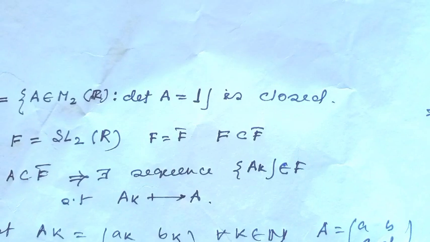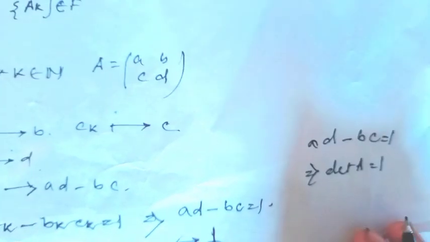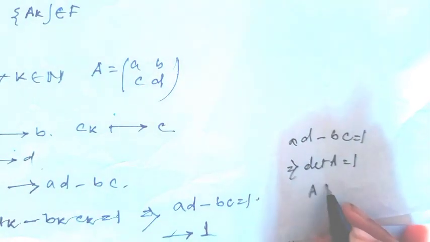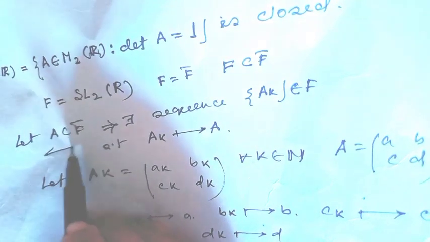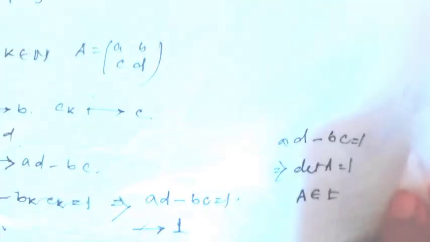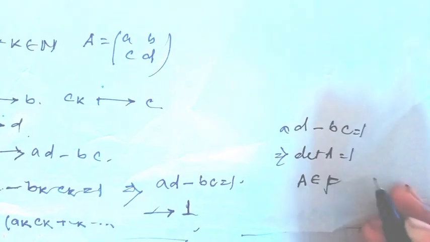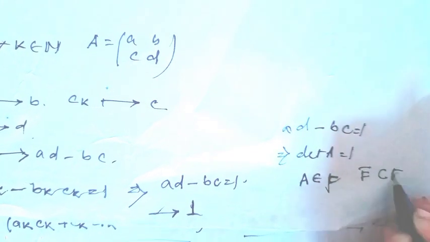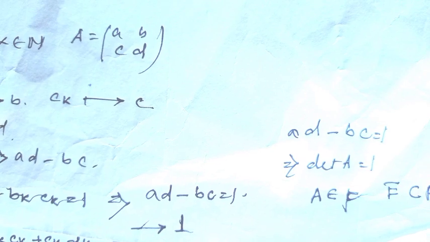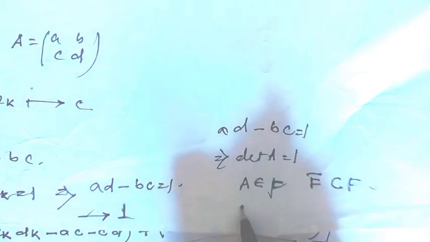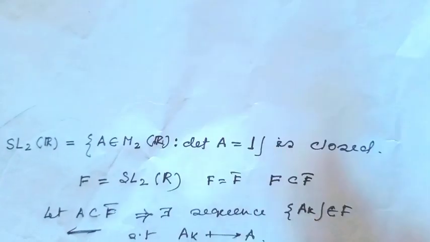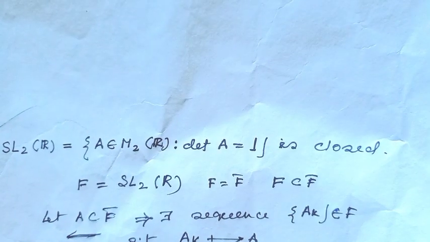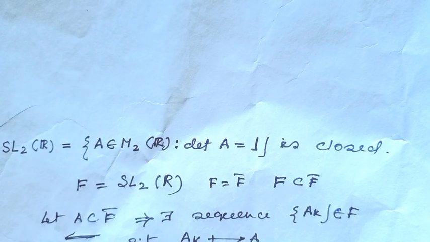Therefore, that proves A belongs to F. But I have considered A belongs to F closure, and I have got A belongs to F. Therefore, F closure contains F. Clearly, F contains F closure, and I have got F closure contains F. So, obviously, F equals F closure. So, our given set SL2R is a closed set. I hope all my viewers have understood the question clearly.